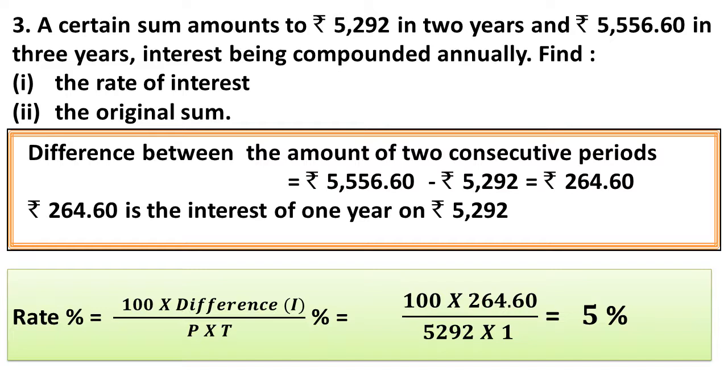consideration. Why? Because 5,292 is the principal amount. For this principal amount, at a certain rate of interest, the compound interest is calculated, and after the compound interest is calculated, the amount leads to rupees 5,556.60, the amount obtained on the principal of rupees 5,292. That process is very much familiar for us.